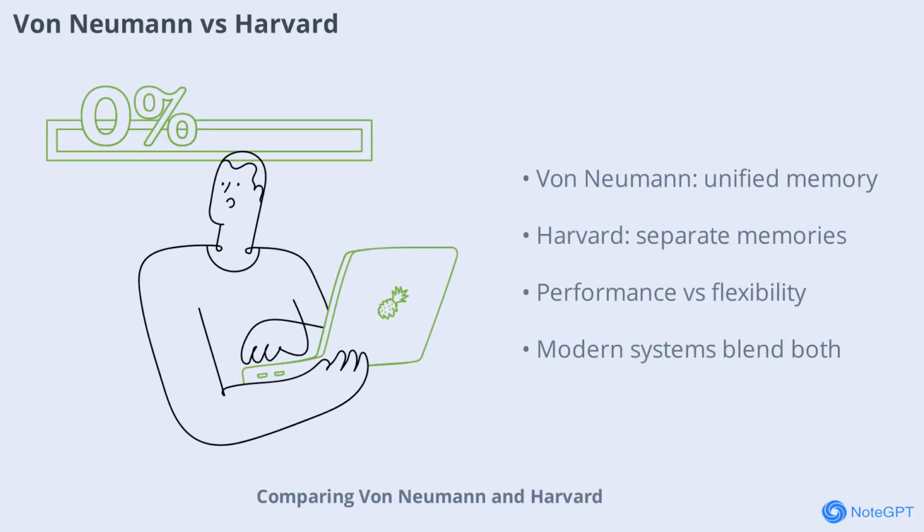Comparing von Neumann and Harvard architectures highlights their strengths and weaknesses. Von Neumann's unified memory is flexible but can create bottlenecks, while Harvard's separate memories offer faster performance at the cost of complexity. The choice between these designs depends on the application's needs, with many modern systems blending features from both to achieve optimal results.